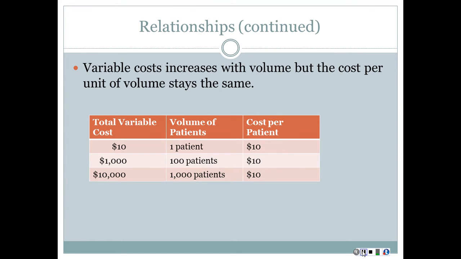Our variable costs increase with volume, but the cost per unit of volume stays the same. So let's say we have a cost per patient of $10. We have one patient, we have $10. If we have 100 patients, it's going to cost us $1,000 to provide those 100 patients with care, given, again, the cost per patient at $10. 1,000 patients, it's going to cost us $10,000. So you see the relationship there. The variable cost increases with volume, but the cost per unit of volume stays the same.